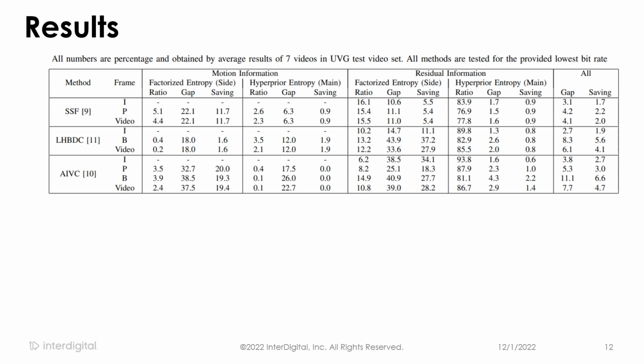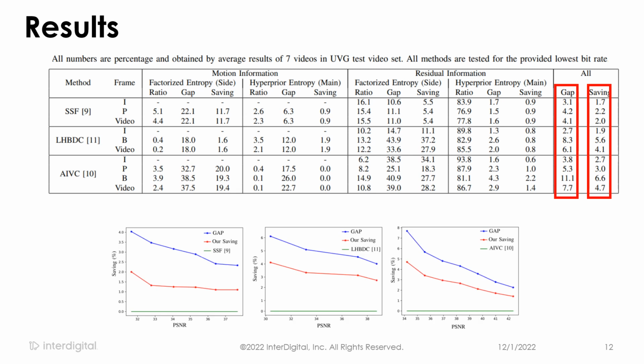We also present the gap percentage of each information independently, as well as the total gap for different frame types and also the entire video. We measure a 4 to 7% gap on average, and our method manages to save 2 to 5% of the bit stream at the lowest rate objective shown in the table. We also repeated the test for different rates and present the measured gap as well as our gains in the figure.